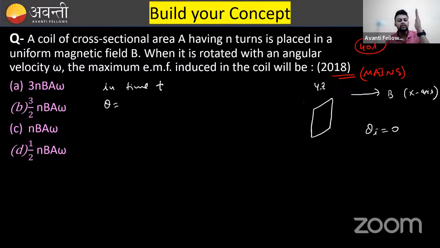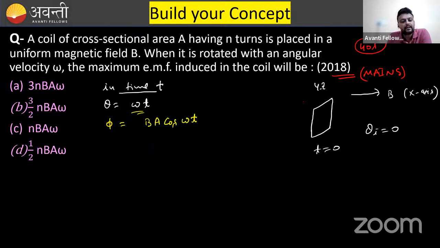Displacement is equal to speed into time. The angular speed is omega, time is t. So how much angle will it rotate? Omega t. After how much time? t time. This is the situation at t equals 0. Now this is the angle, so phi, the flux, is BA cos theta. Theta is omega t. Clear?